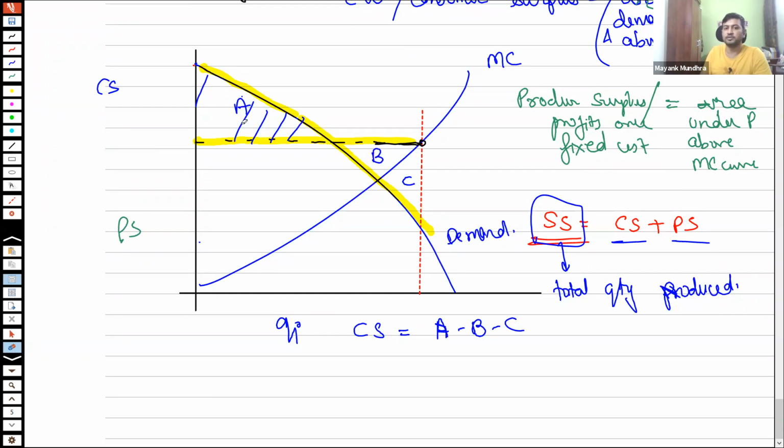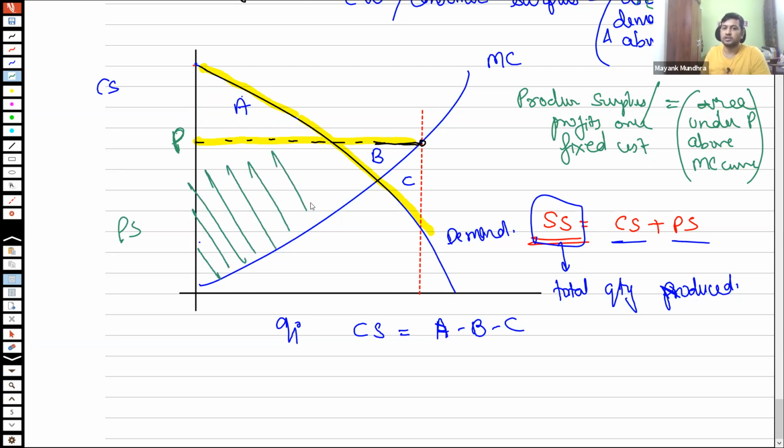Let's look at producer surplus now. Producer surplus is the area under price, so this is the price level, under price and above marginal cost. Price is always above marginal cost, so this entire thing is going to be producer surplus. Let me call this area C. This is B, I know this. So producer surplus is equal to C plus, okay, not C, I've already used C. So D plus.